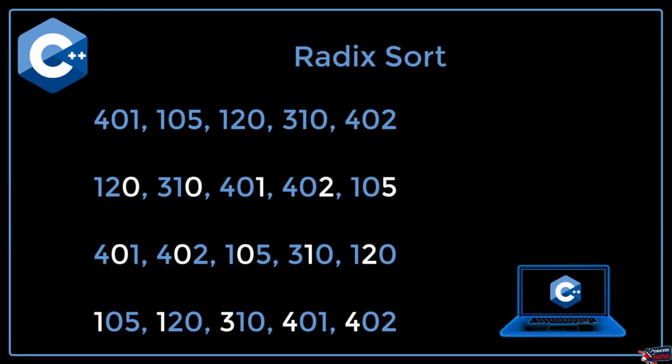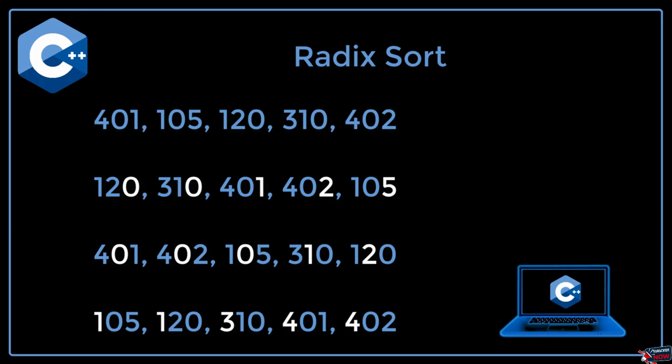The Radix sort then orders the numbers based on their middle digit. When considering the middle digit in each of the numbers, they get arranged in the order 401, 402, 105, 310, and 120 respectively. Finally, we examine the leftmost digit of each of the list elements and order them according to those. Now the elements get rearranged to the order 105, 120, 310, 401, and 402.